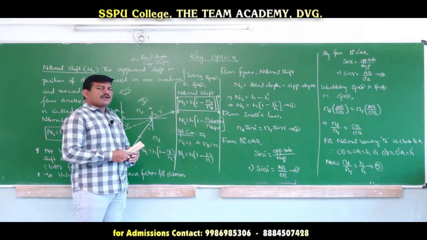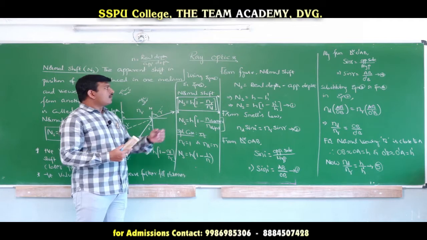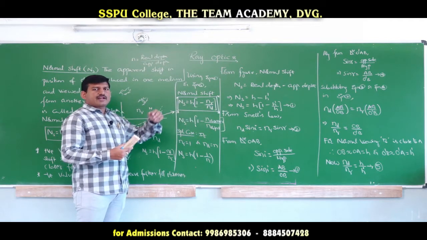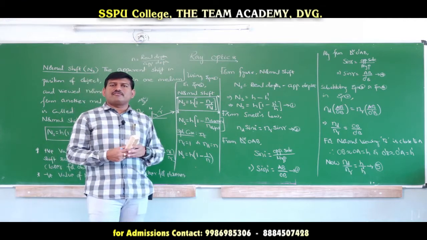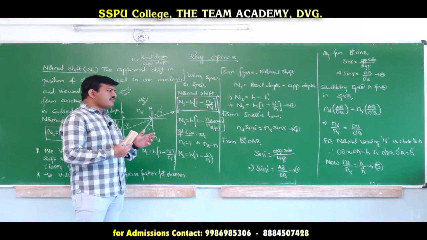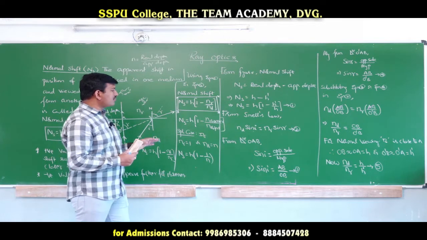Is it clear? And normal shift depends on what parameters? Normal shift depends upon the thickness of the refracting medium, that is H. It depends upon the refractive indexes of observer medium as well as the object medium, and it also depends upon the color of light. This is about the normal shift.